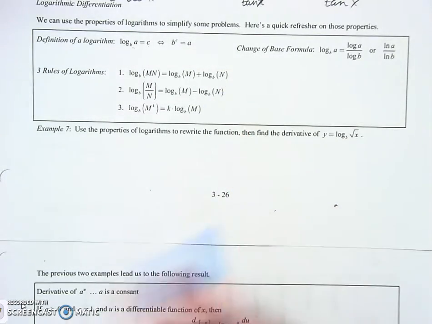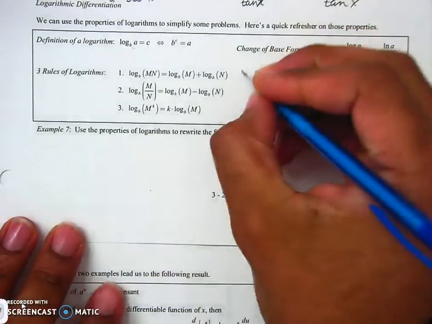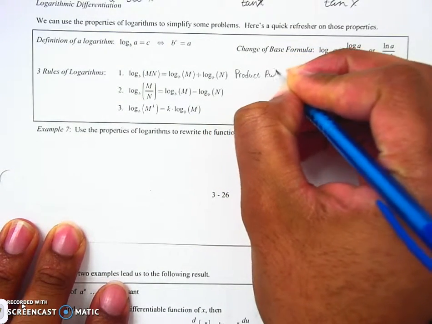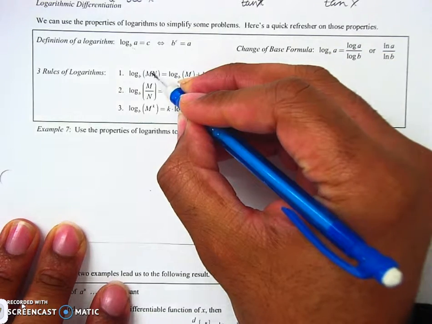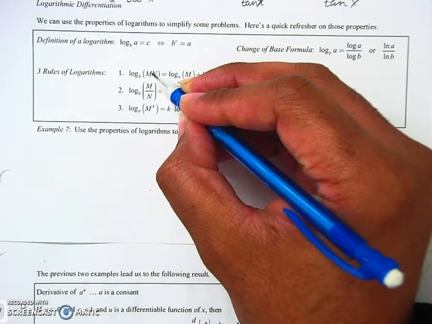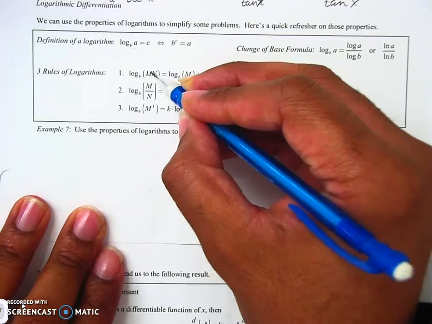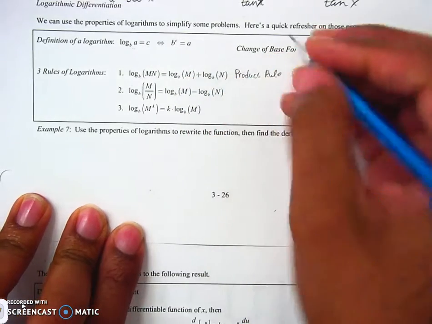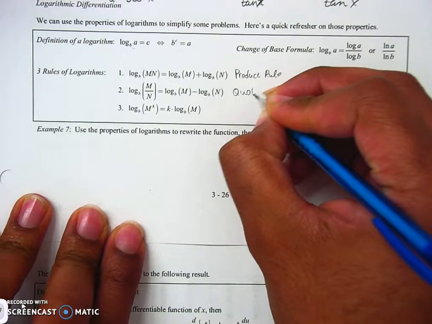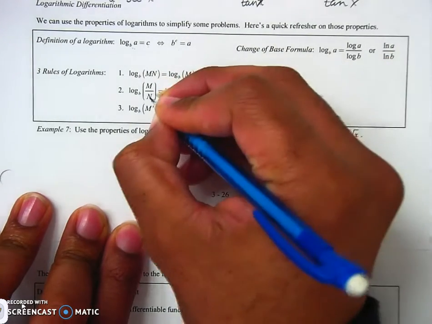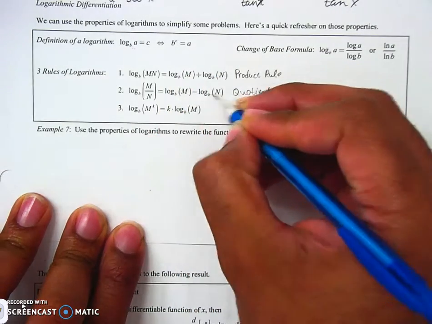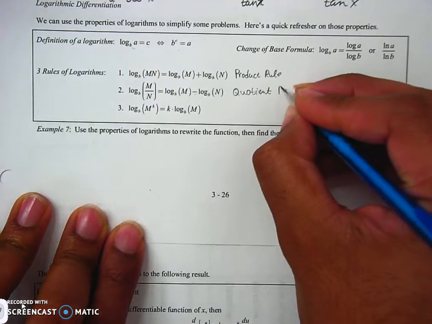And then here are the rules that you've learned, hopefully. This was the product rule. If you have two functions multiplied together, you give each a log, m log and n log, and then put addition in the middle. That's your product rule. Your quotient rule: you give m a log, n a log, and you change division to subtraction, putting subtraction in the middle.